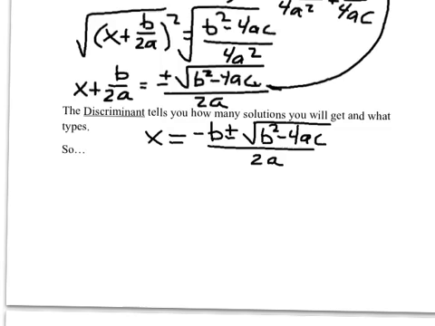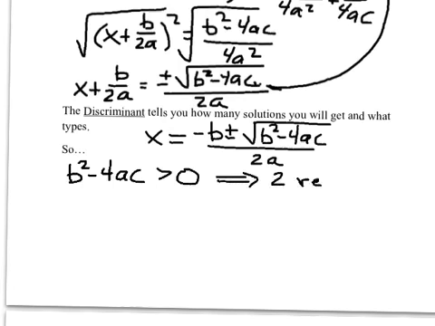If I solve any sort of quadratic using the quadratic formula, if b squared minus 4ac, that middle part, ends up being greater than 0, then I know I'm going to get two real solutions. In other words, if that part in here is a positive number, I'm going to get some real numbers, some actual values that are x-intercepts.